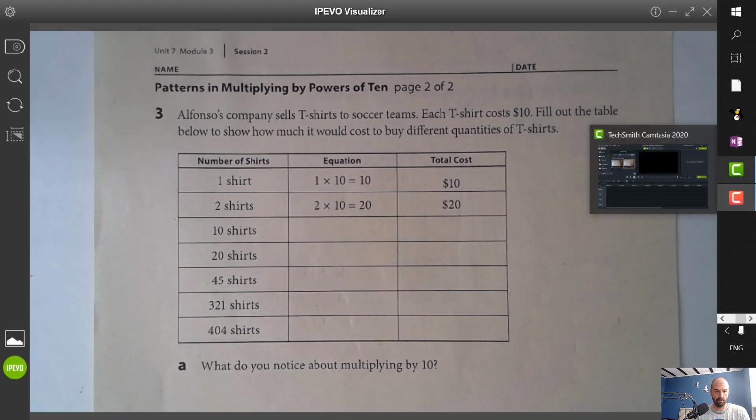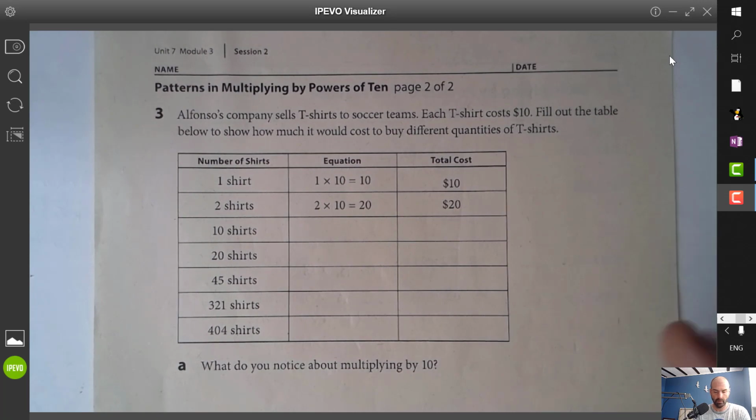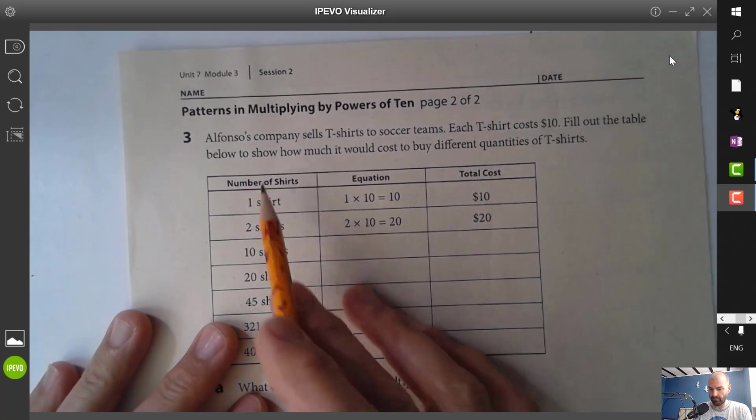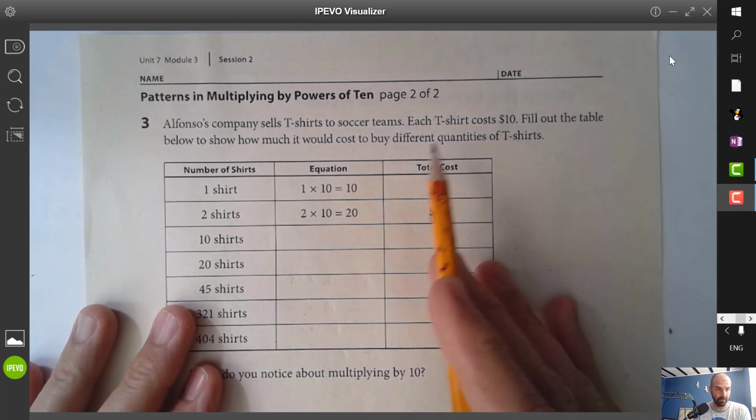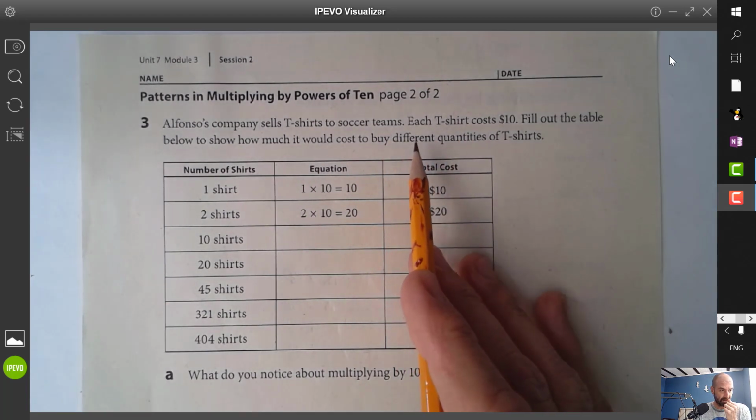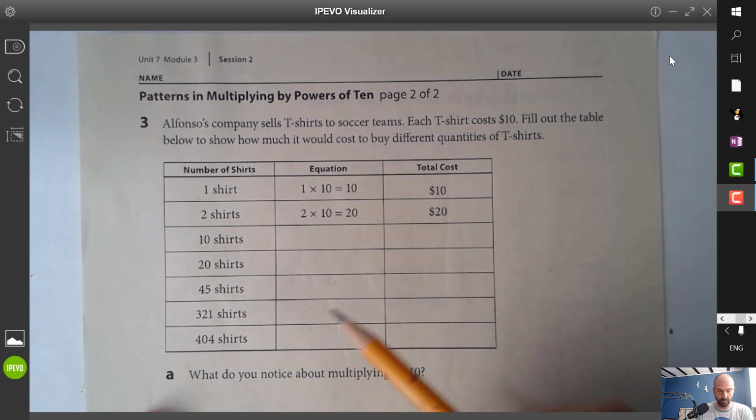All right. Here we go. Patterns in multiplying by powers of 10. Alfonso's company sells t-shirts to soccer teams. Each t-shirt costs $10. Fill out the table below to show how much it would cost to buy different quantities of t-shirts. Same numbers as we've been doing.